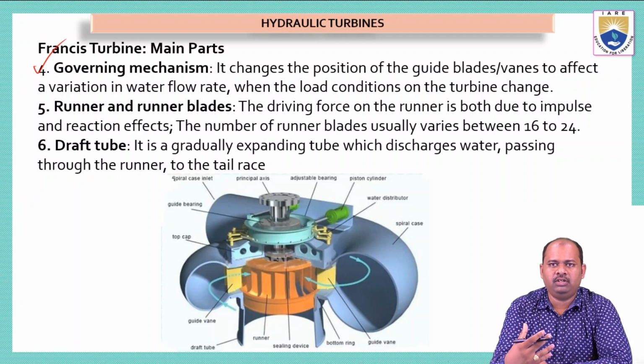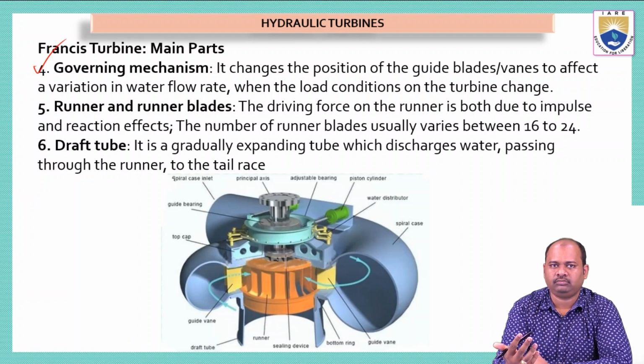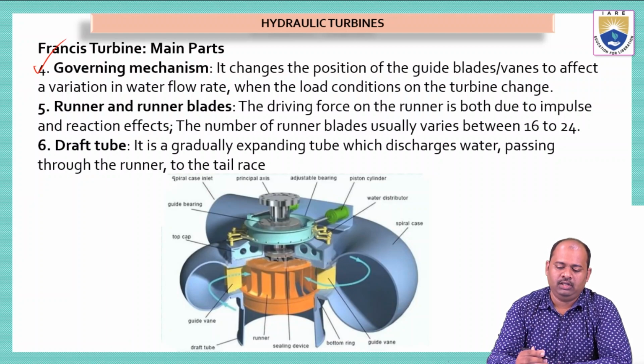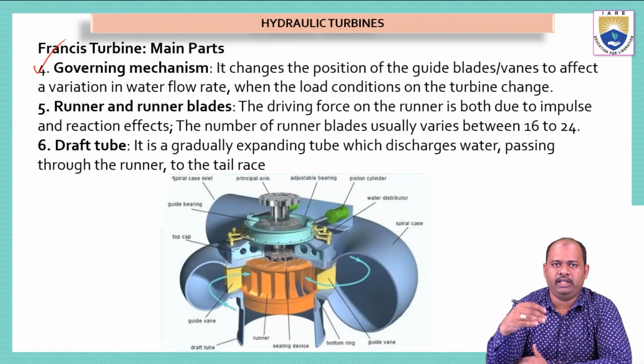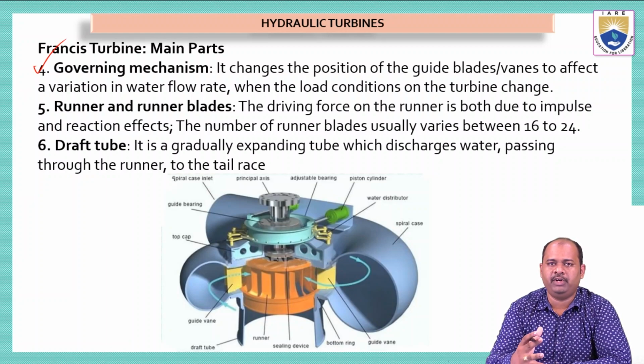Whenever we want more speed, like if we want more RPM from the turbine, we will make the amount of water entering into the turbine more. Now, if you want to slow down the turbine, we will let a small amount of water enter into the turbine. This entire thing, increasing or decreasing the flow of water into the turbine casing, will be controlled by the governing mechanism. We will have a governor, and depending on the requirement, we will change the speed.